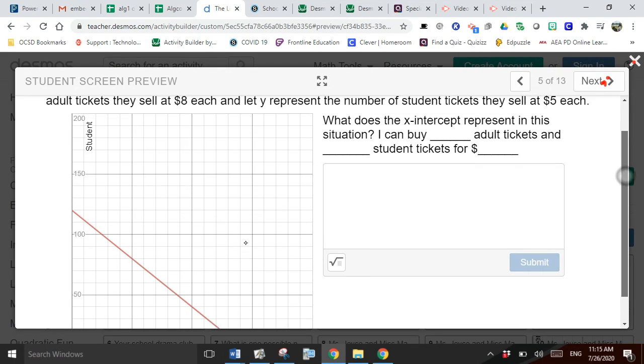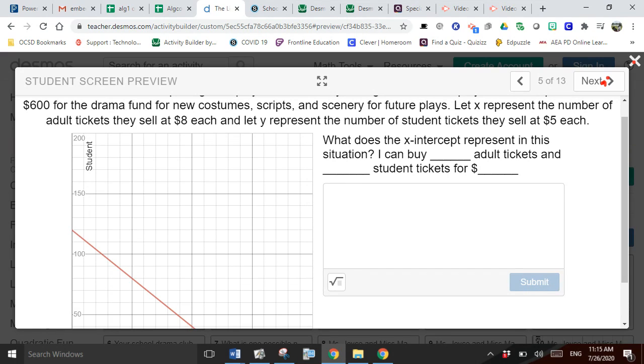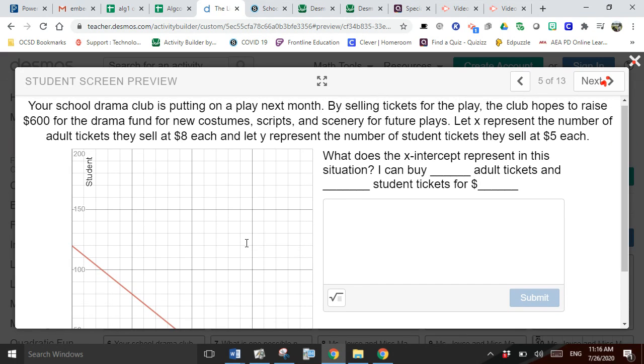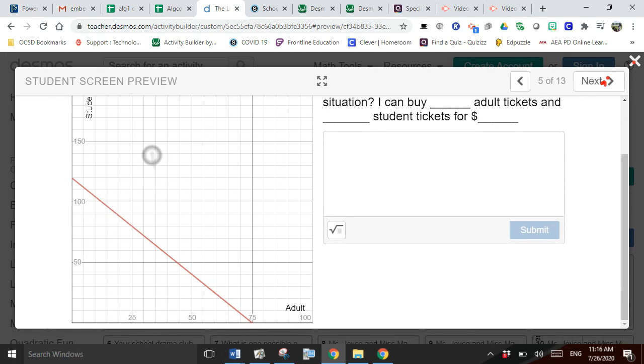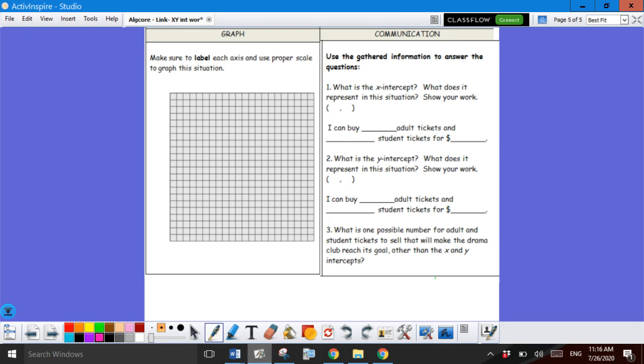Okay, so we have to answer the question, what does the x-intercept represent in this situation? So here's my x-intercept way down here. What does that represent? The 75, 0. I'm going to flip back to my PowerPoint here and mark the 75, 0 down here, and my 120 up here, just so that we can have a graph. So my x-intercept is 75, 0.